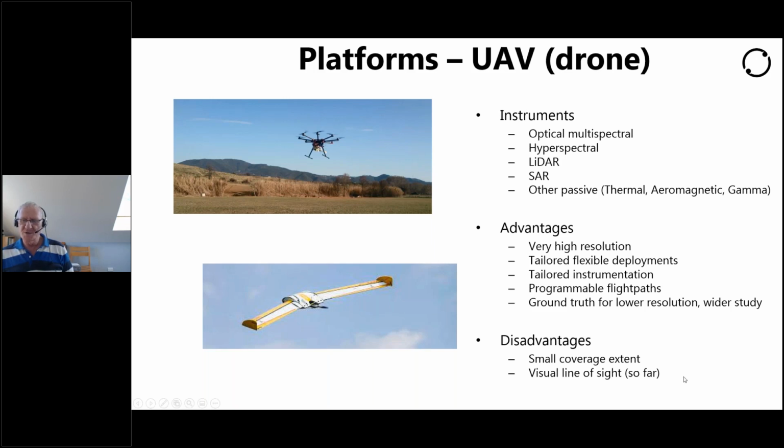The disadvantage, of course, is the small coverage extent, and at the moment the regulations to a large extent require line of sight operation, which is a big limitation. These regulations will probably, I'm expecting, relax over the next decade or two, and I can see when that happens, drones eating into that aircraft-based remote sensing domain to do regular surveys, as satellites already do from the other low-resolution side. So it'll be quite interesting to see what happens over the next few decades in the types of platforms that are mostly used for remote sensing.